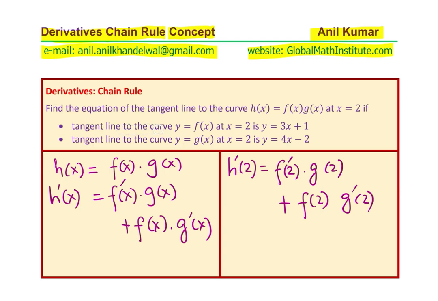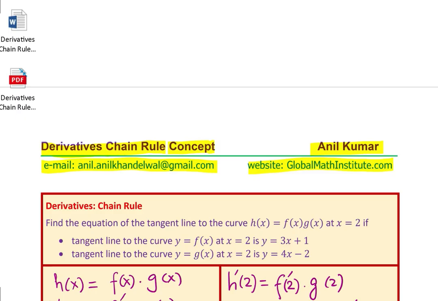Tangent line to f of x at x equals 2 is y equals 3x plus 1. You see what information is given, right? So I'd like you to take this information, the formula, and then provide the solution. Perfect? That should not be difficult now.